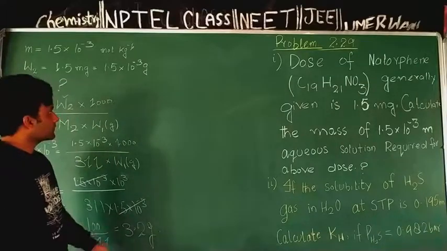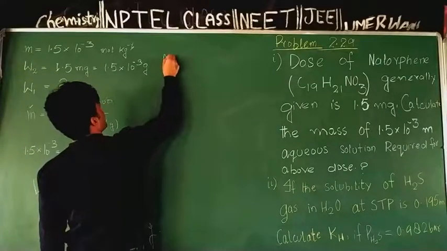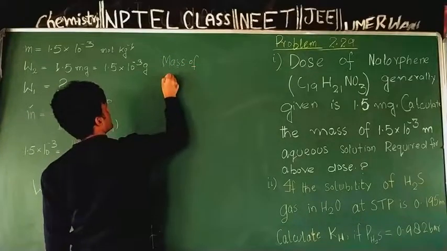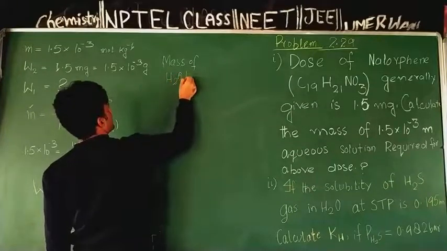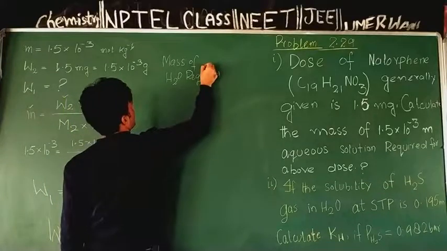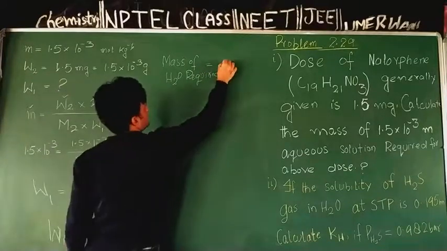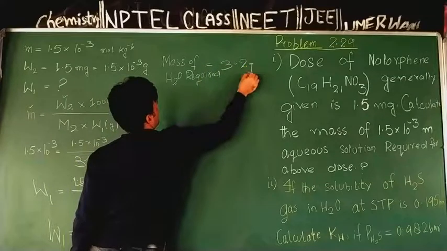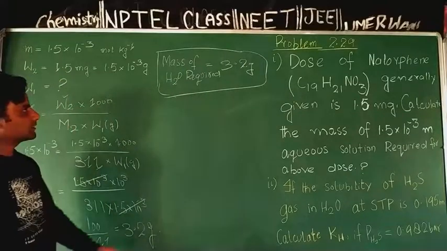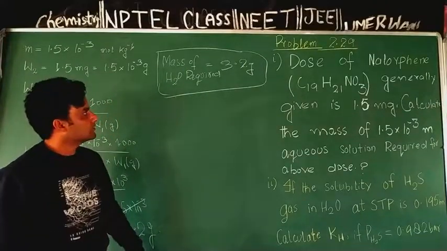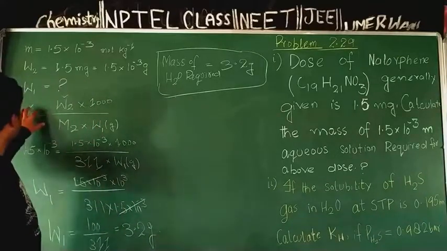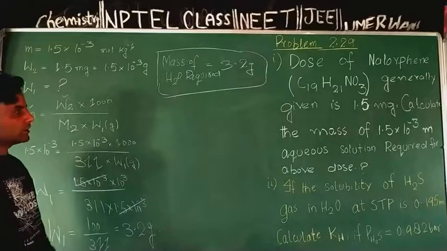This is the mass of water which we needed to calculate. Mass of water required is 3.2 grams. This is the answer, or I may say this is the solution of part first, which was based on the concept of molality, for which I used the molality equation.